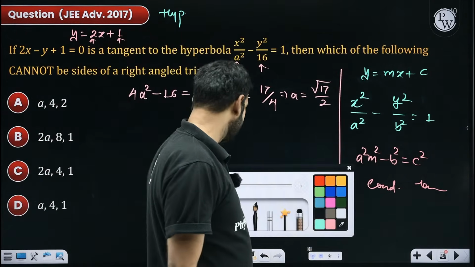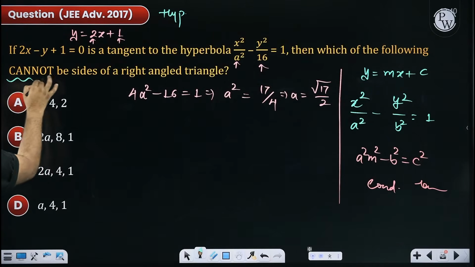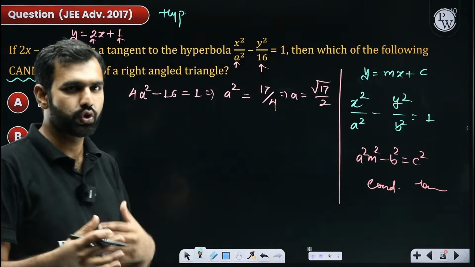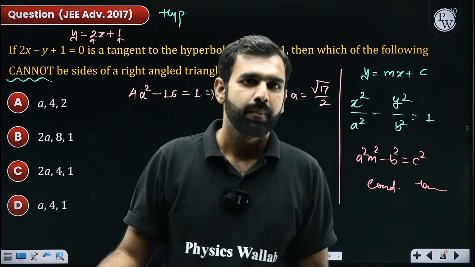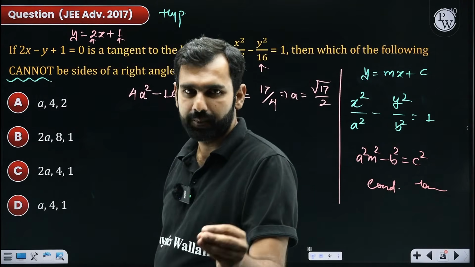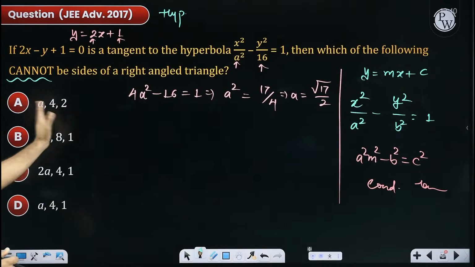Now what I do next is this part. Which of the following cannot be the sides of a right angled triangle? So I'll check it with one or two options, then you solve it by yourself. Don't worry about that, Shana. Now focus on this. I'll ask you to check it for any of the options. Let me check it for option A.